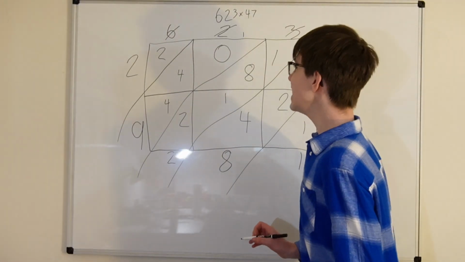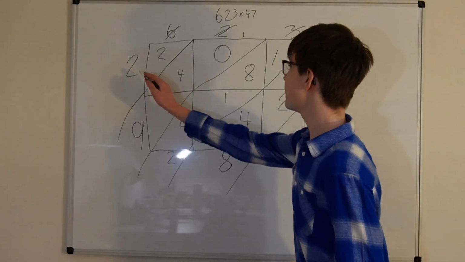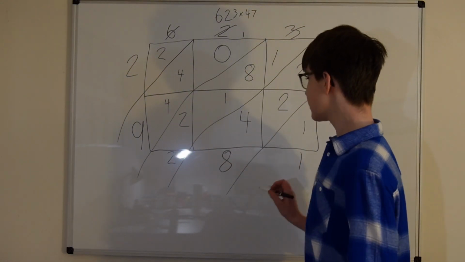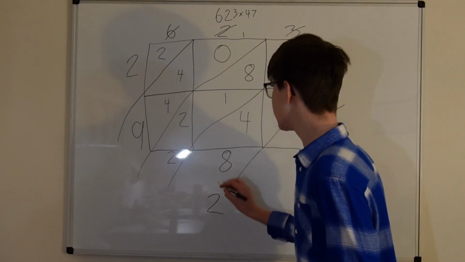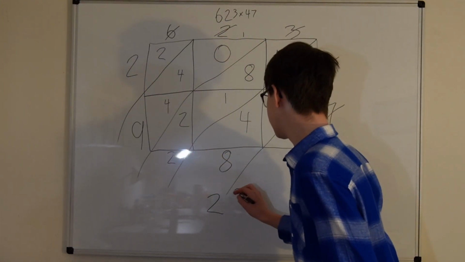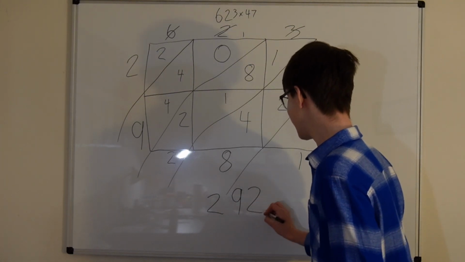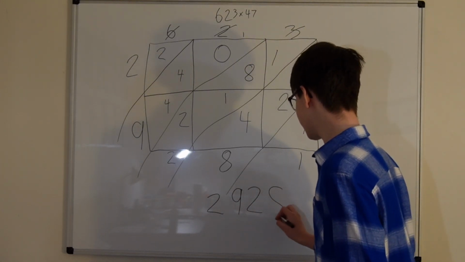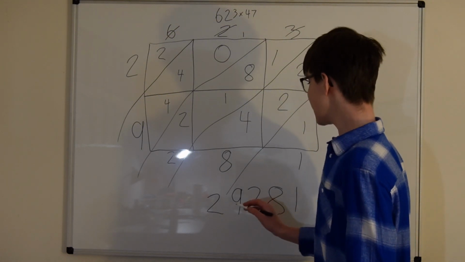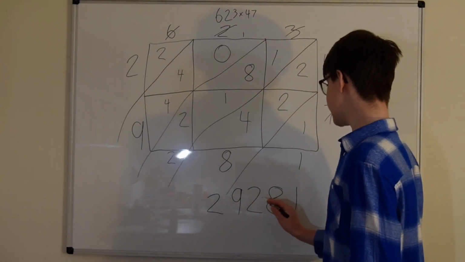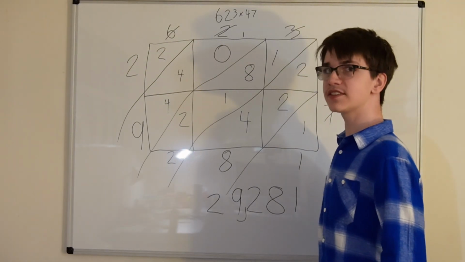You can now write the answer by going from the top left down to the bottom right. So 2, 9, 2, 8, 1. That makes the answer 29,281. You can use this for any number of digits.